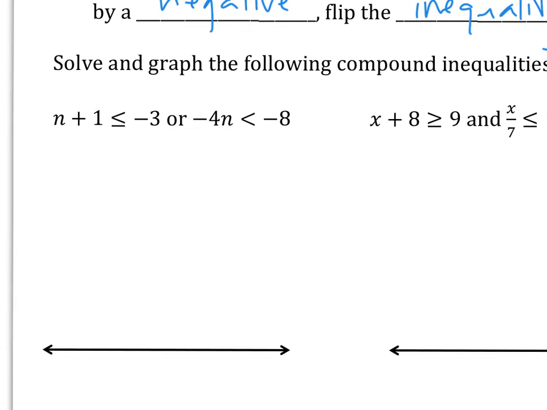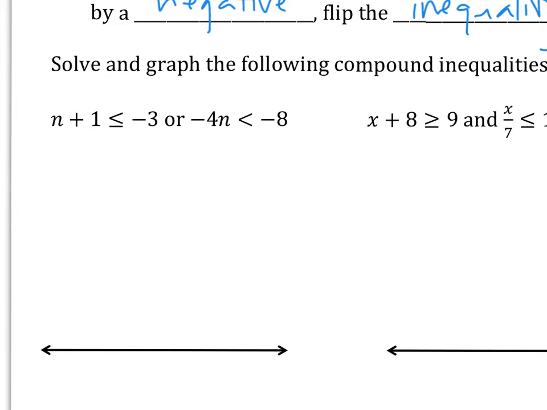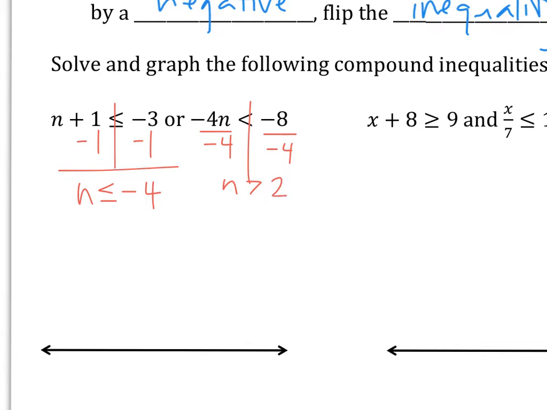So we see an or statement, okay, but we are still going to solve both of these inequalities separately. So with this first one, I'll go ahead and subtract 1 on both sides and get n is less than or equal to -4. And then when I solve this second inequality, I'll divide by -4. And when I divide by a negative, I have to flip the inequality symbol. So I'll get a greater than sign. And right here, this or statement is in the first part of the problem, so that actually gets written in our answer. So how we write our answer is we say n is less than or equal to -4, or n is greater than 2.